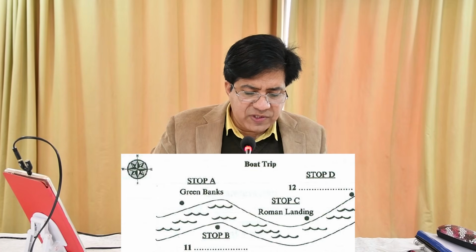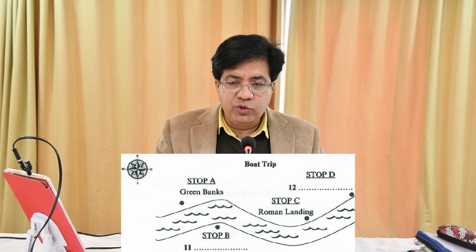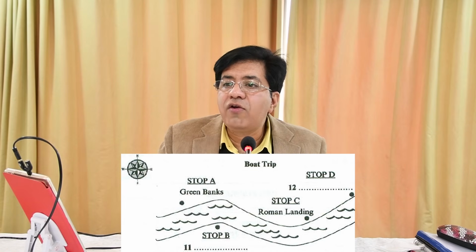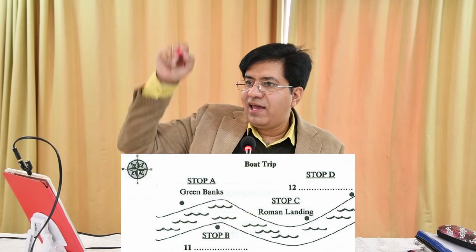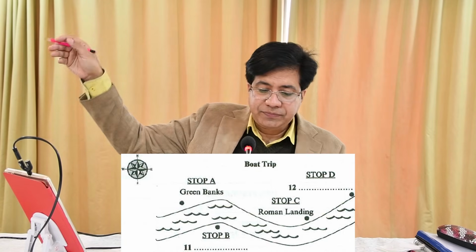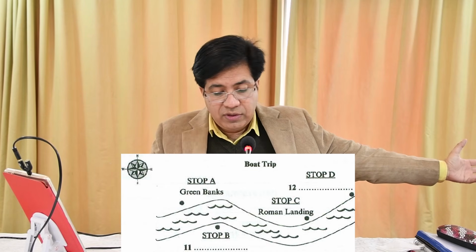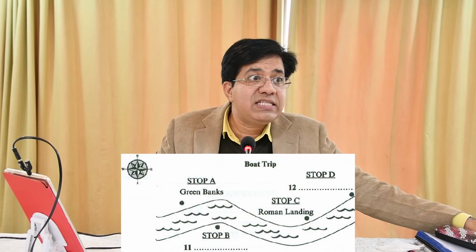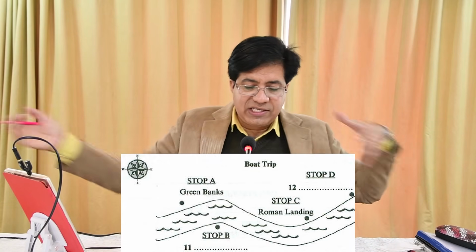Can you see the compass there? North, south, west, and east. Now please do one thing. On top of the map where they have written boat trip, write a capital N. On the right side, write capital E. On the left side, write capital W. And at the bottom of the map, write capital S. So S means south, N means north, E means east, and all that.